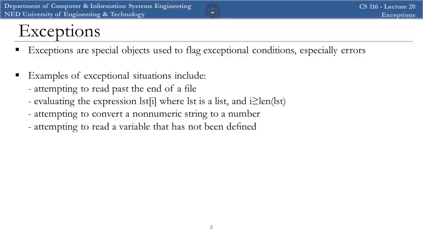And this can also happen when you are trying to print a variable that you have not defined, or you are trying to access an object which you have not defined or have not assigned any value to. So these are a few examples of error conditions. In all these conditions, what Python does is it raises exceptions, or it creates an exception object and uses that object to flag that exceptional condition or flag that error.